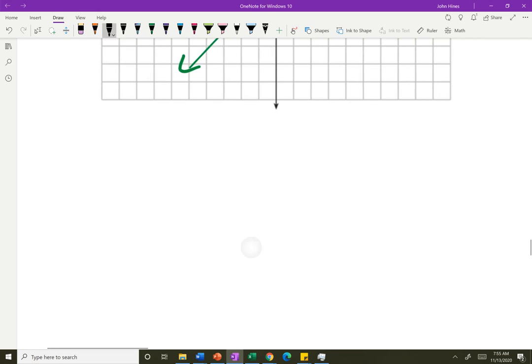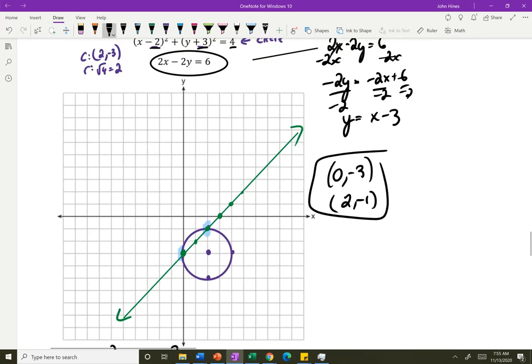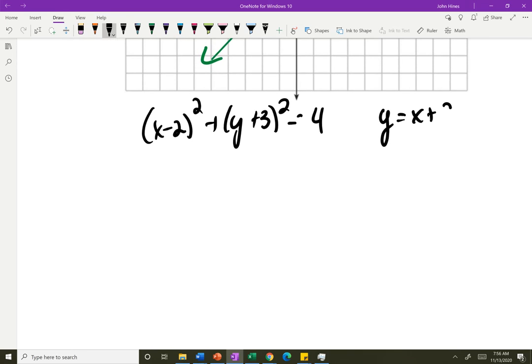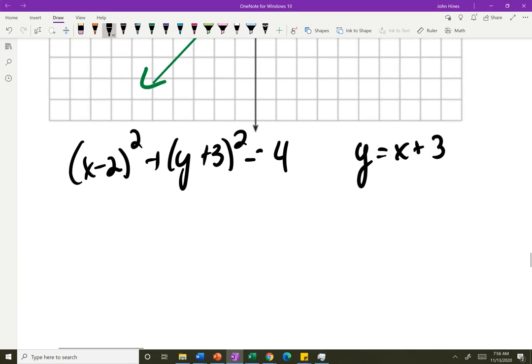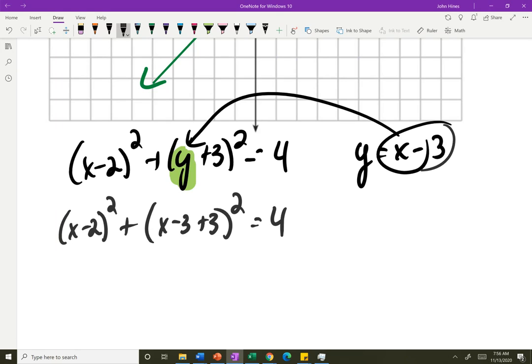So I got x minus 2 squared plus y plus 3 squared equals 4. So again, it's substitution. I already got y by itself. So again, when we do these algebraically, you're going to have to get y by itself. And now what I need to do is plug it in. Wherever I see a y, I know it's tempting to start making boxes right now, but don't start making boxes until you've made that substitution. Y gets replaced with x minus 3. So x minus 2 squared plus x minus 3 plus 3 squared equals 4.